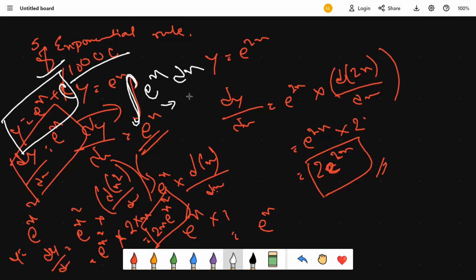So integrating this gives us e to the power x, and sorry, e to the power x plus c. Okay, so this is our answer. Now, what about this one? E to the power 2x.